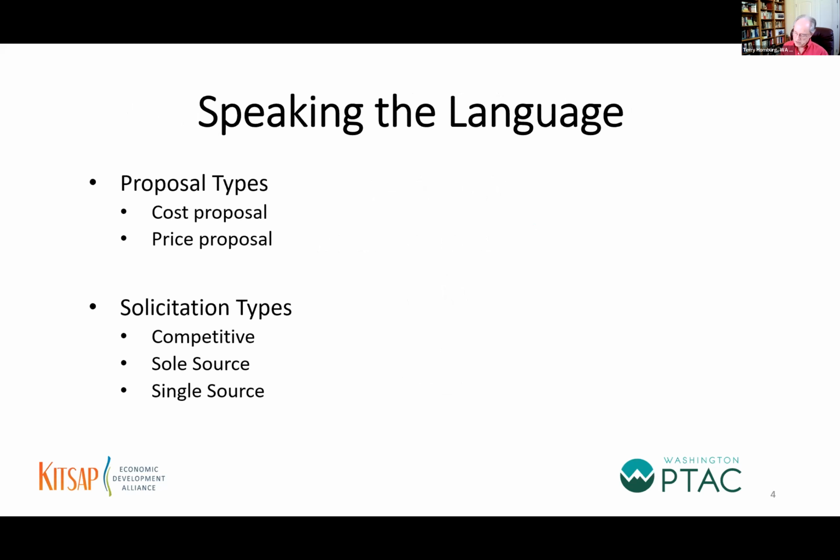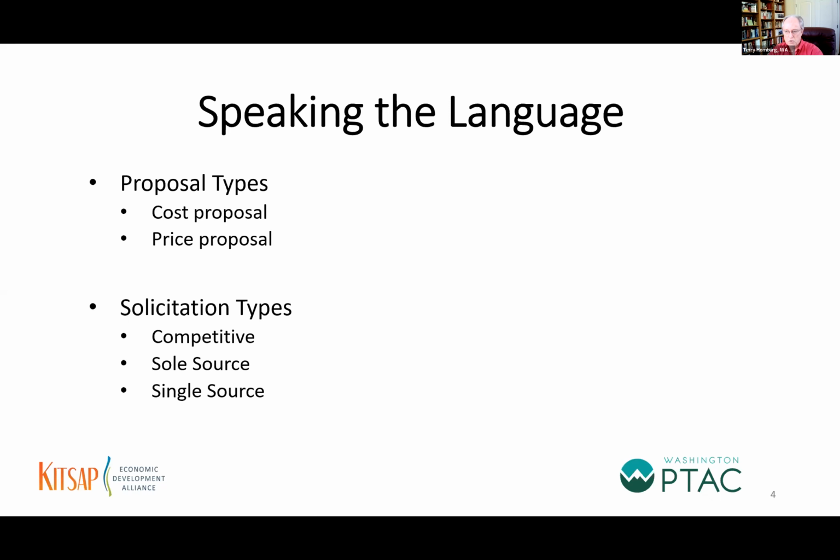All right, speaking the language. It's important to not confuse people in conversation by using the wrong vernacular, wrong terminology, especially when it comes to federal contracting. And a lot of this also applies to local government contracting also. So the first is proposal types. Lots of people interchange cost and price proposals. They are definitely two different things.